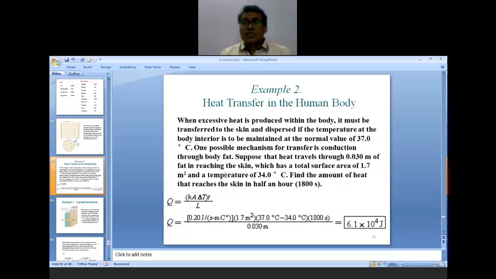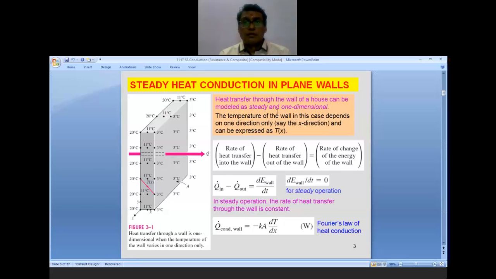Now remember that which equation is to be applied at what condition, that is also important. In case of conduction, that is Q equal to K delta T upon delta X. Now coming to the steady state heat conduction in the plane wall.